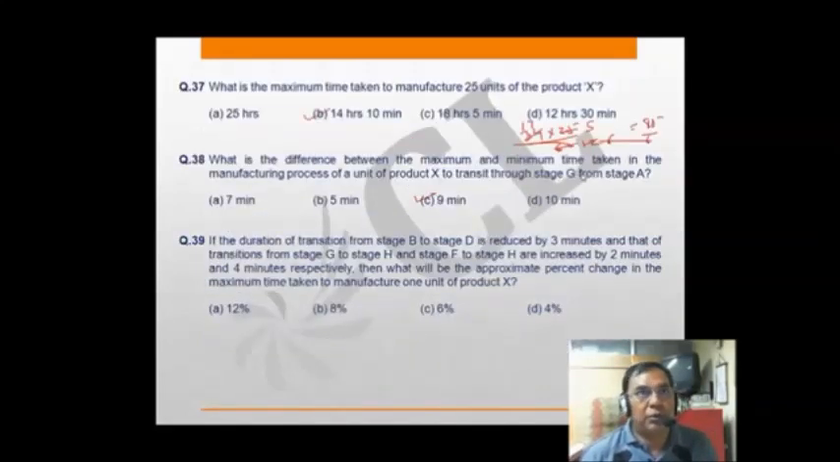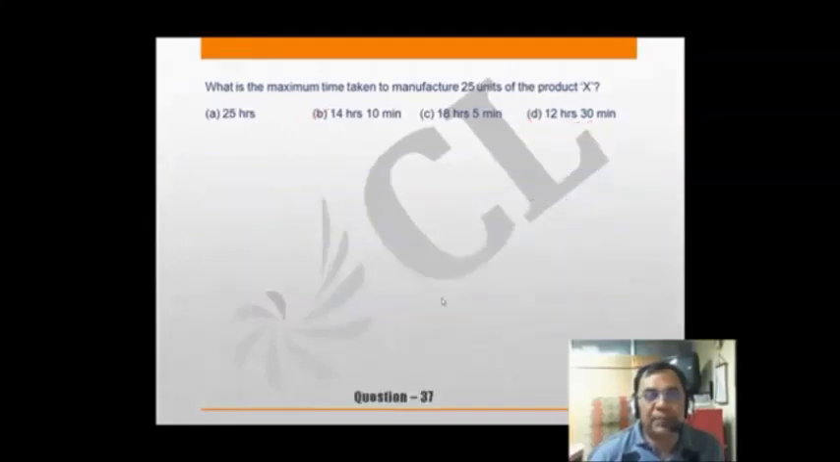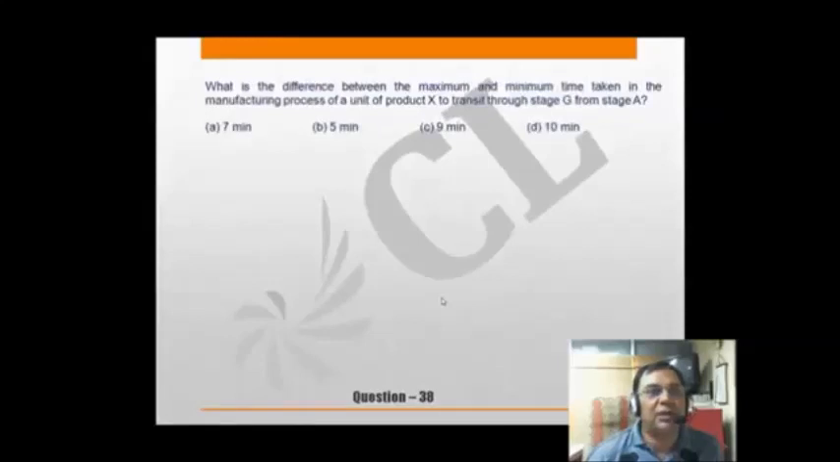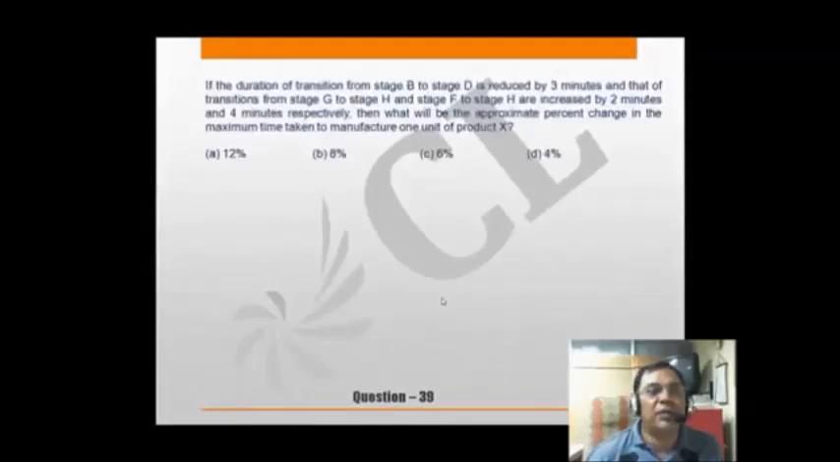Okay, so around 2 is increased. Right? So from 34 to 36, 2 is what percentage of 34? That is 6%. That was a very stupid question, but it just made us calculate, because from 34 to 36. What is the maximum time taken to manufacture 25 units of product X? I think we have done it. Yeah, I think we have done it.